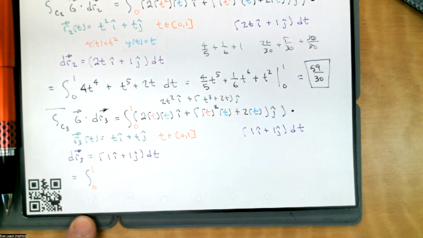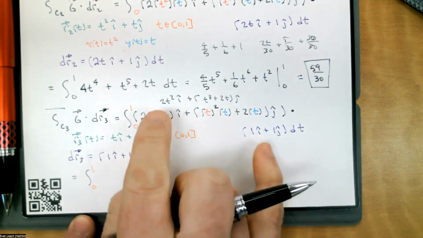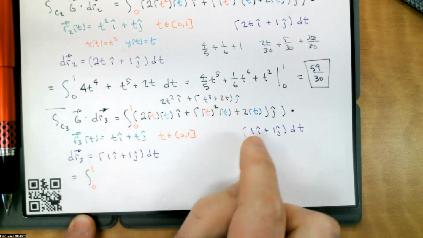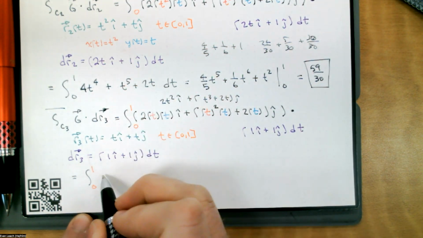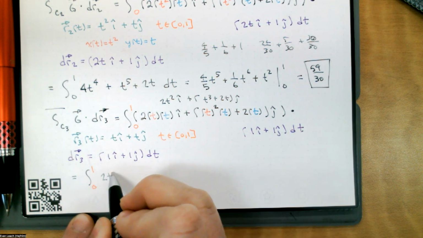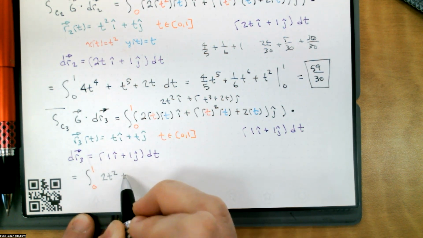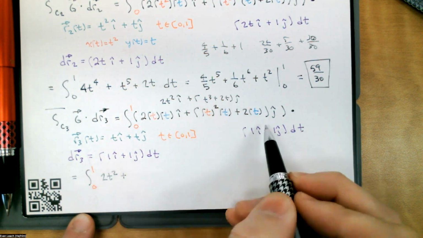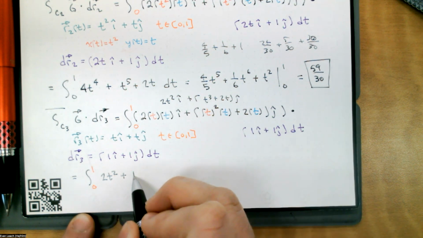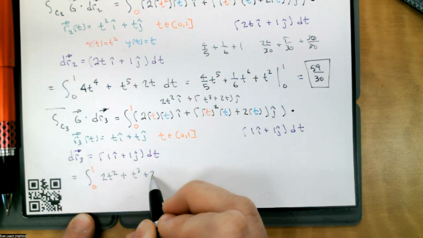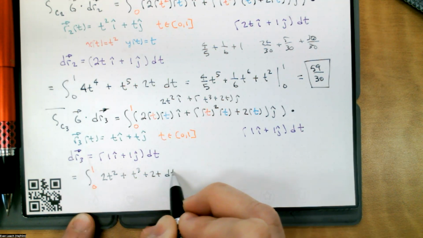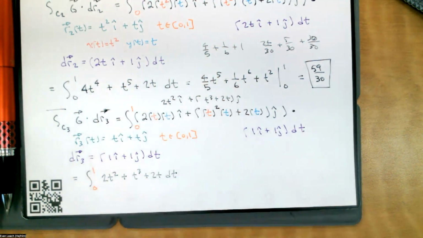So now I need to calculate the dot product, which is just going to be the product of the i components, 2t squared times 1, so 2t squared. And the t cubed plus 2t times 1. And so this is the function that we're going to be integrating.